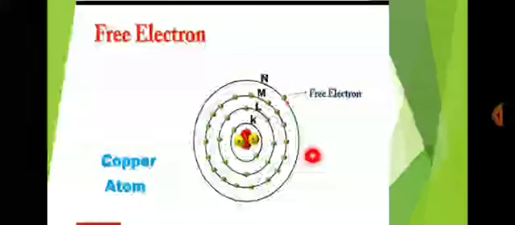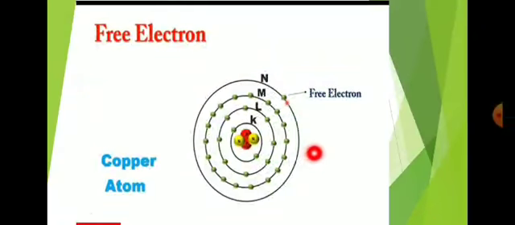The orbiting electrons follow one particular formula, that is 2n square, where n is the number of the orbit. Here the number of the orbit is 1. Put that value: 2 into 1 square, that is 2. Here 2 electrons are present. Similarly for the second orbit or second shell, put n equal to 2, then that is 8.